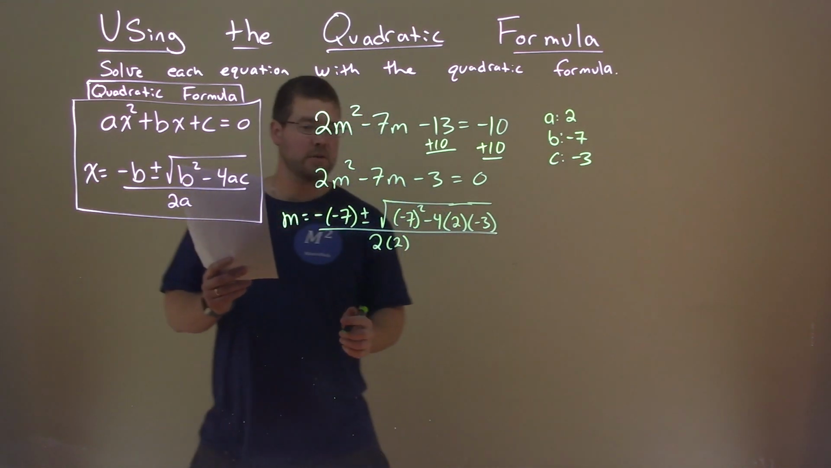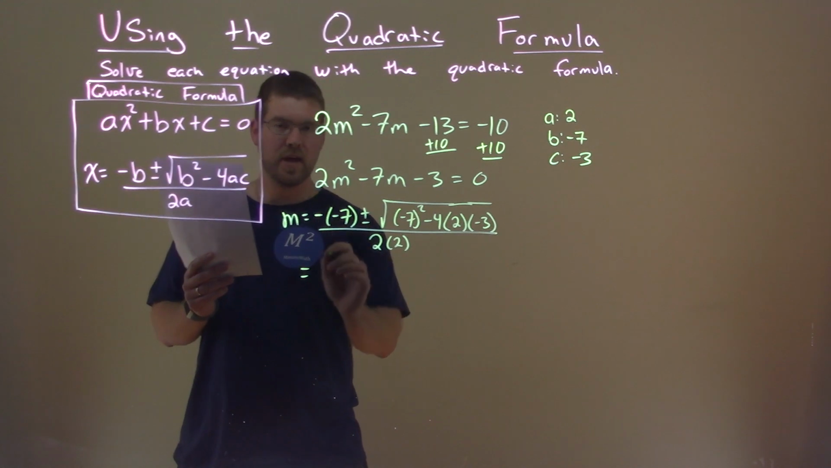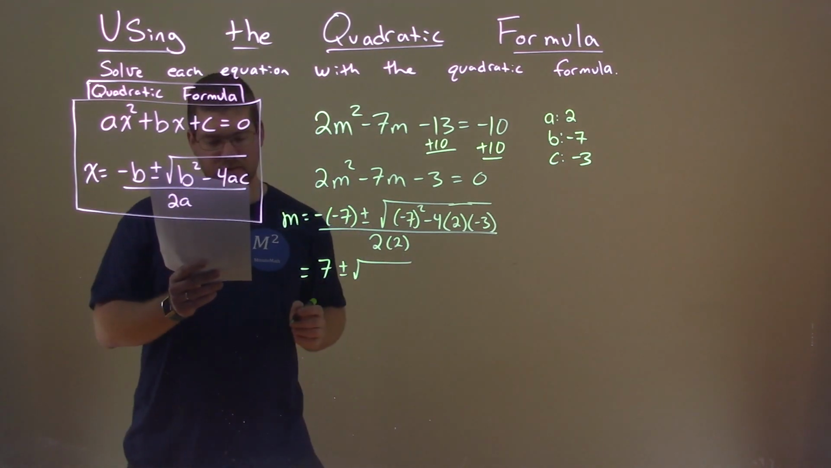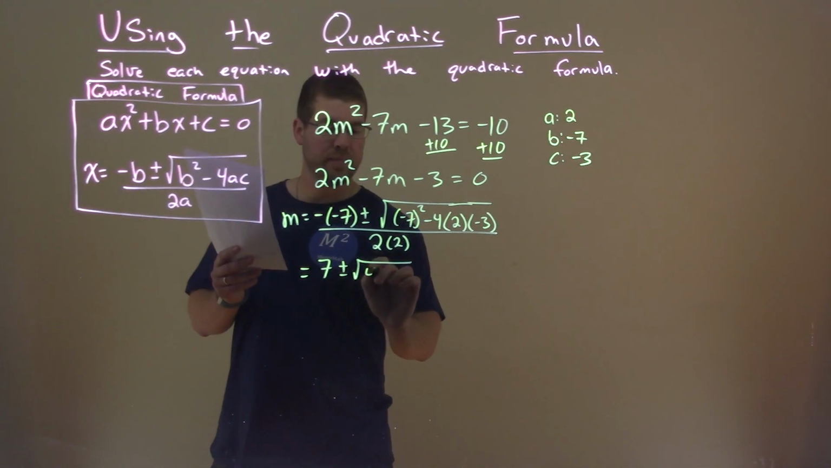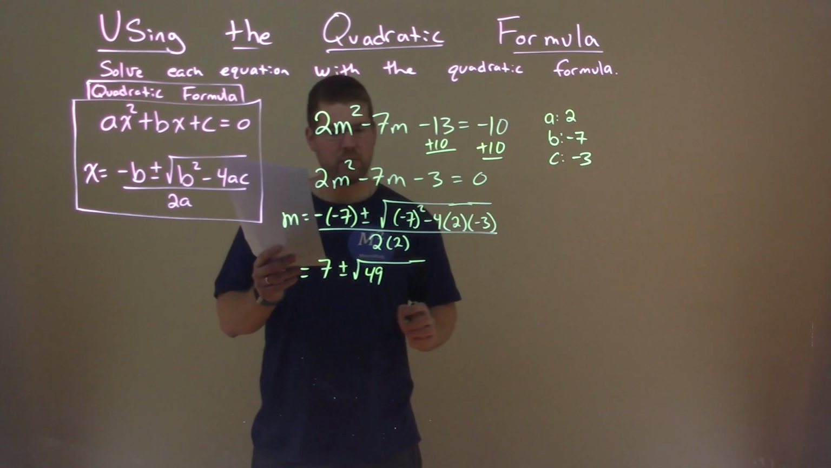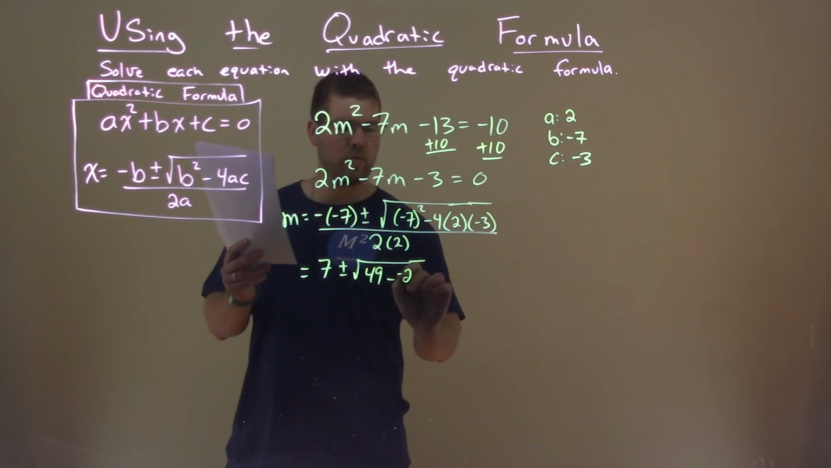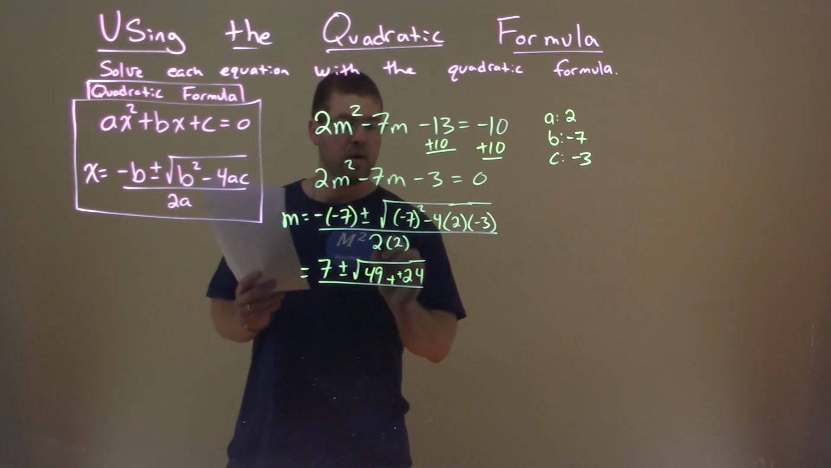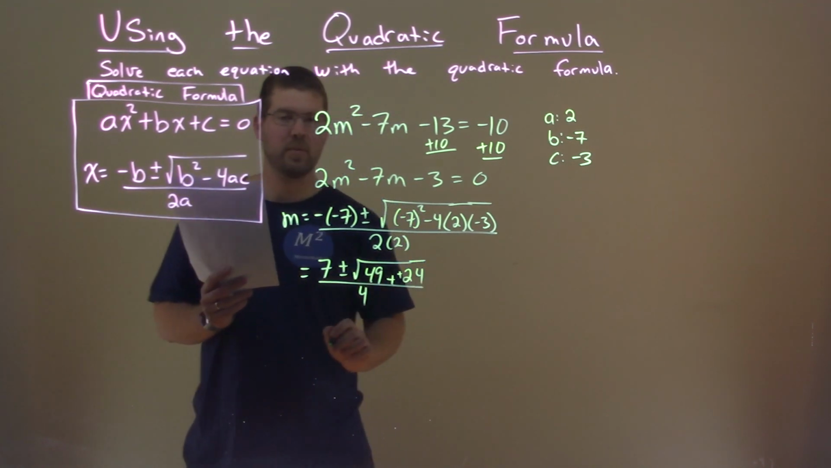All right, let's simplify this. Well, negative negative 7 is a positive 7, plus or minus the square root. Negative 7 squared is 49, positive 49. And then 4 times 2 times negative 3 is negative 24. But we have minus a negative, so it's like plus a positive. 2 times 2 is 4, and we're good.